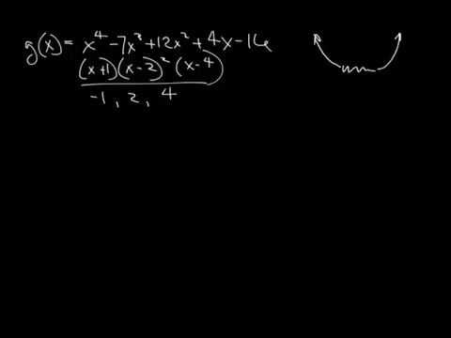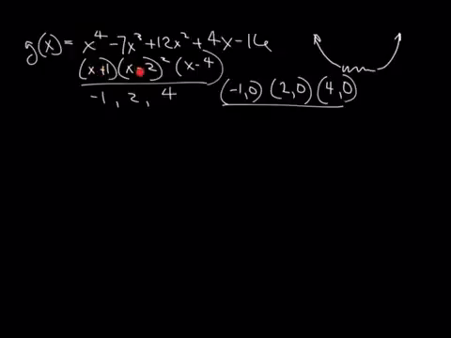So my x-intercepts are negative 1, 0, 2, 0, and 4, 0. That's where it crosses. It crosses at 3 different places, and this says there's 4 answers. Well, we do have 4 answers. We have 1 answer here, 2 answers here because it's squared, because it says multiplicity of 2, and then 1 here. And if you add up your multiplicities, 1 plus 2 plus 1, you're going to get this number.